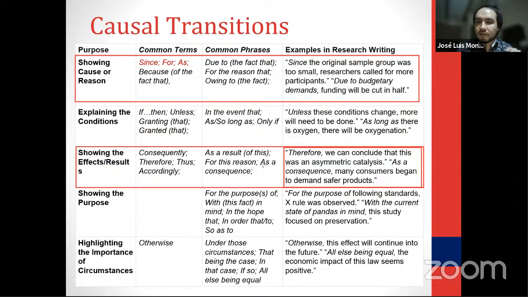You see that all of these words are used with the same formula, right? Semicolon, consequently, comma. Semicolon or period, therefore, thus, accordingly; semicolon or period, as a result of this, as a result of that, as a result of what I mentioned, of what I said, comma, the same. Semicolon or period, for this reason; and semicolon or period, as a consequence, comma. All of them use the first formula, all right? And you know what the first formula is.